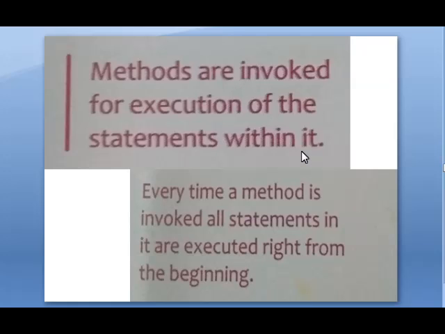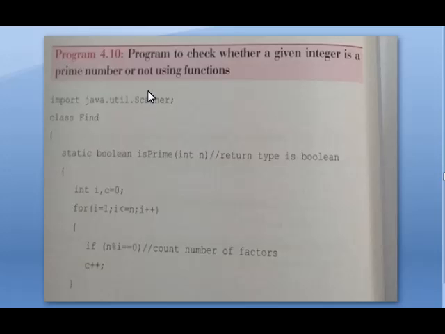Every time the function is invoked, all the statements in it are executed right from the beginning. The next one is a program to check whether the given integer is a prime number or not, using a function. Prime number means the number that is divisible by 1 and that same number itself.